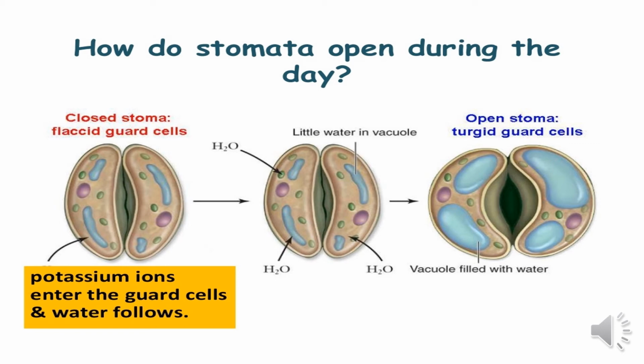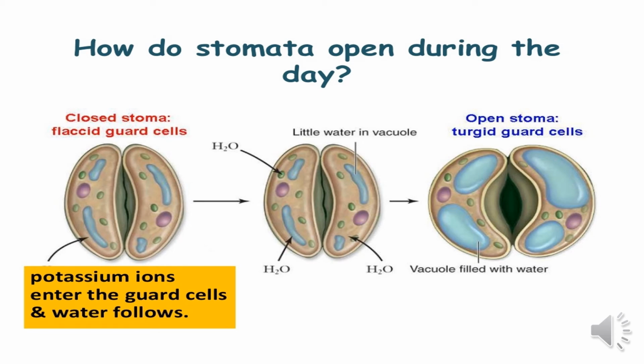So in the first diagram, the pore is closed. During the daytime, when the potassium ions, a number of ions which are present in the soil, enter along with the water into the guard cells, they exert a pressure on the walls of the guard cells and push them outward, which results in the opening of the stomatal pore, which is called a stoma.